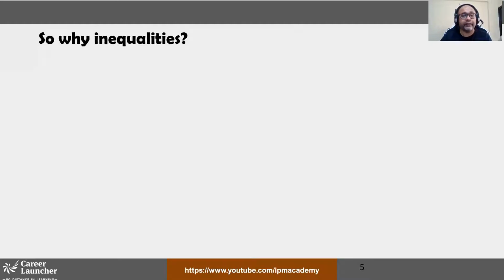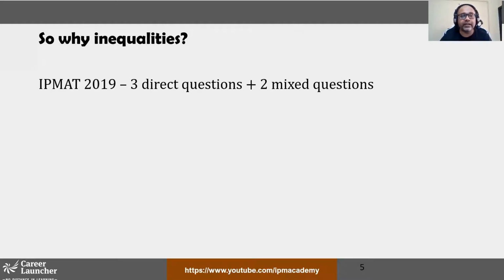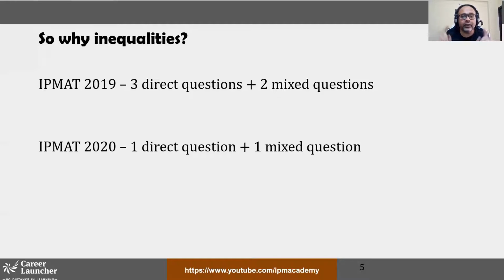By the way, why are we doing inequalities? Well, in terms of IPMAT, in 2019 there were 3 questions directly based on inequalities without any other function being asked. And there were 2 questions with logarithms or some other function involved. That's 5 questions using the concept of inequalities in 2019. In 2020, there is 1 direct question and 1 question with logarithms.